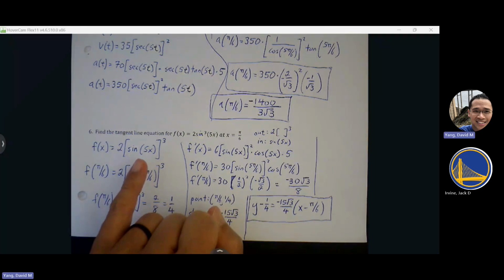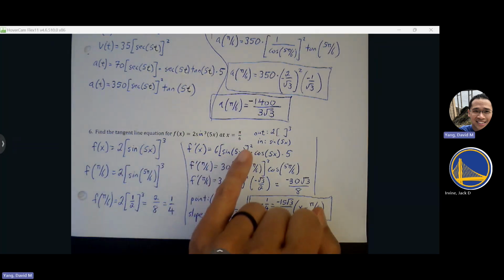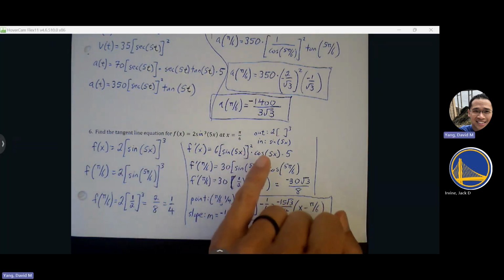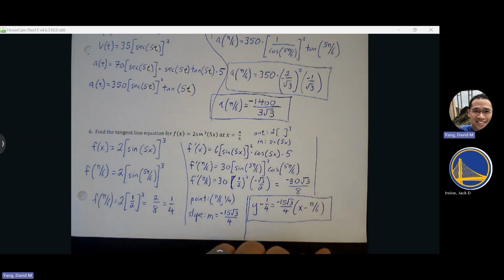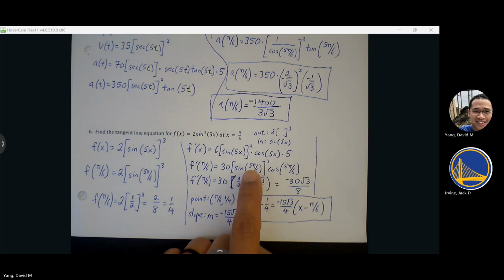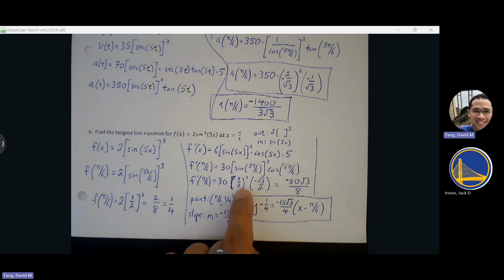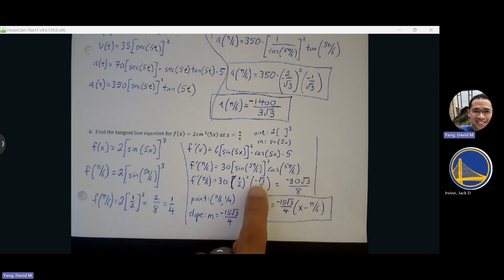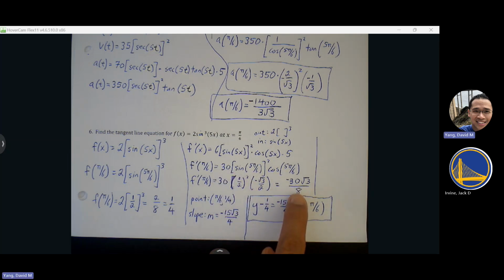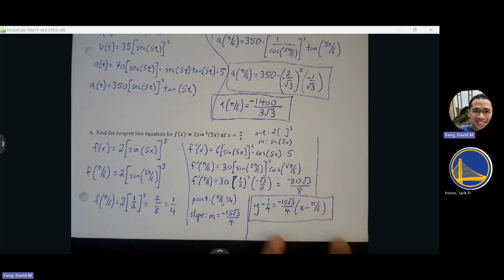Okay, we get ready for chain rule here. So 6 brackets squared. Sine's derivative is cosine of u times u prime. Sine of 5 pi over 6 is 1/2. Cosine of 5 pi over 6 is negative root 3 over 2. All this multiplies out to be negative 30 root 3 over 8. I have my ordered pair, I have my slope, finally point slope form.